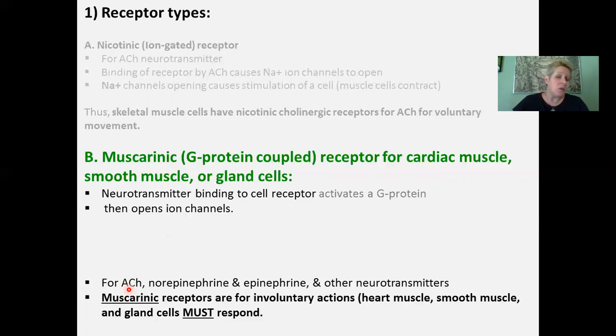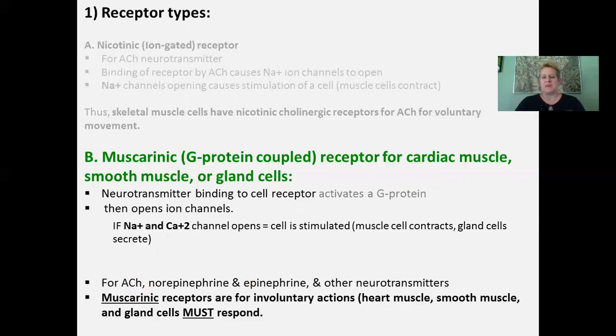We will talk about other receptors later on for epinephrine or adrenaline, but we're not there yet. But remember, if it's muscarinic, all you need to know is you have no control over those muscle cells or glands. If that acetylcholine, or any neurotransmitter, binds to its muscarinic receptor on a muscle cell or gland and opens up sodium and/or calcium, it's going to stimulate the cell. If it's a muscle cell, it'll contract. If it's a gland, it'll squirt out whatever it's made to secrete.